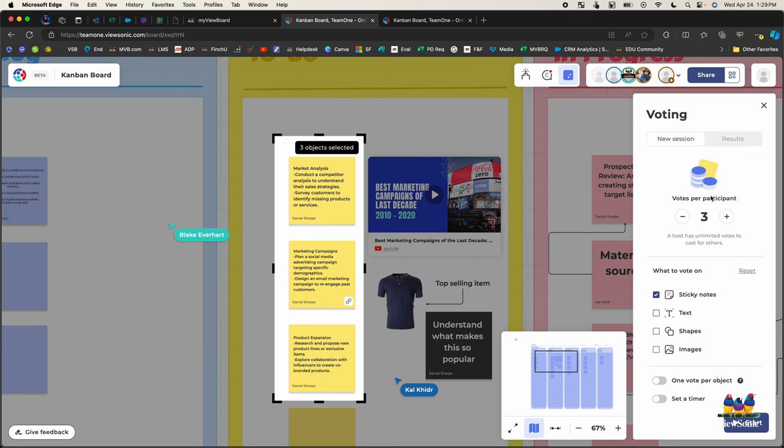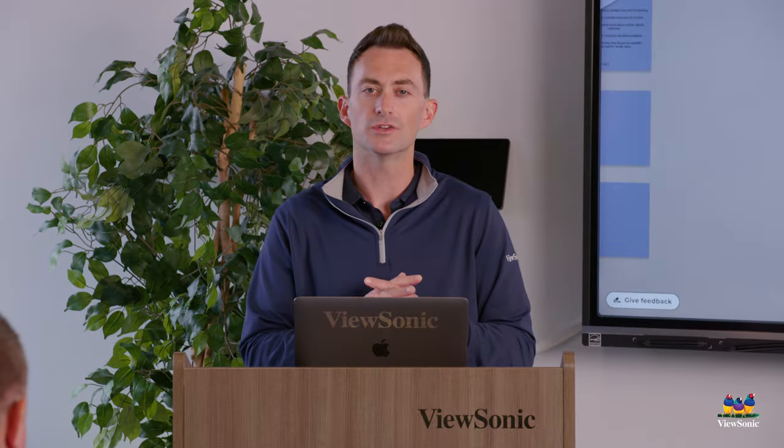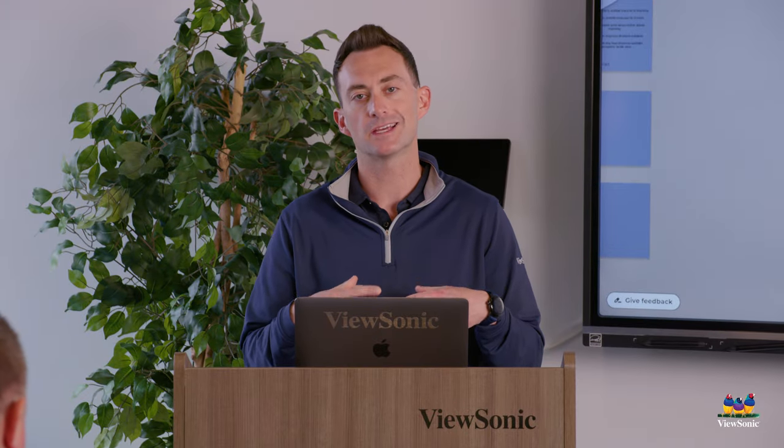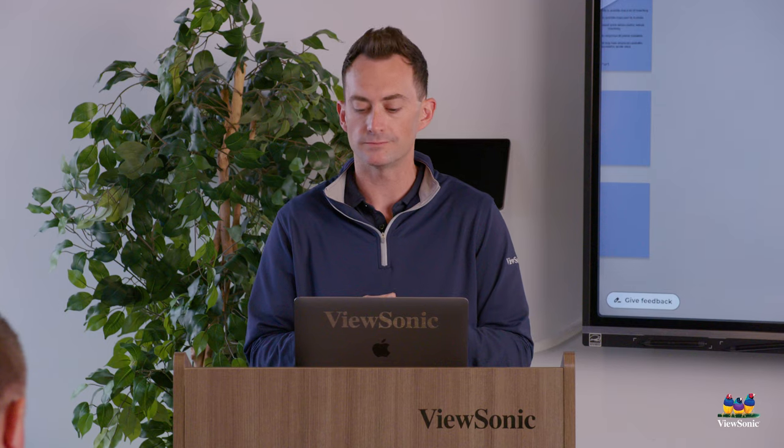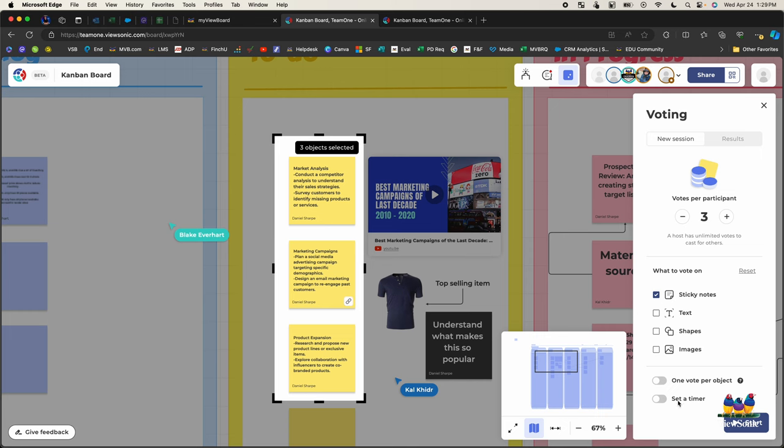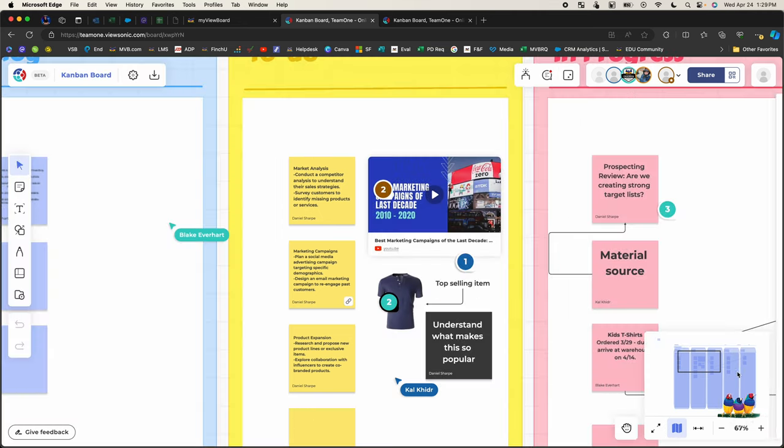Now, the way this works is you can let people have a certain number of votes. So for example, by default, it's three, but I could let people have four votes. I can also choose to limit them to one vote per object. So again, the idea here is you could kind of structure this however you want to ensure that everybody has equal voice and opinion on what's important. You can also set a timer if it's something that you want to happen really quickly, but let's go ahead and keep it at three and let's go ahead and start the voting on this.